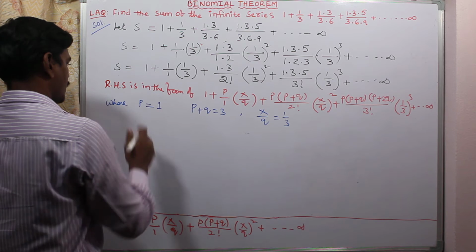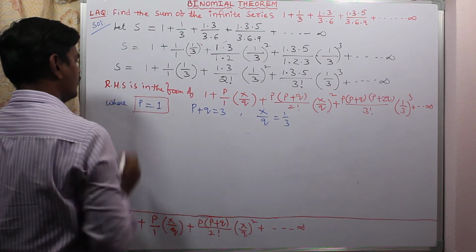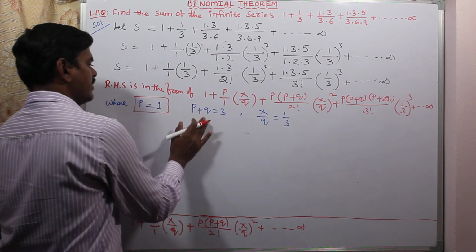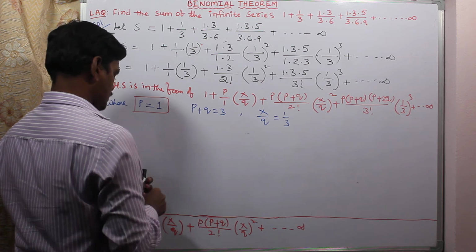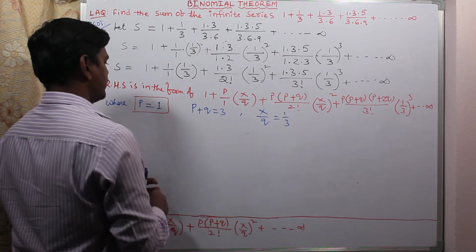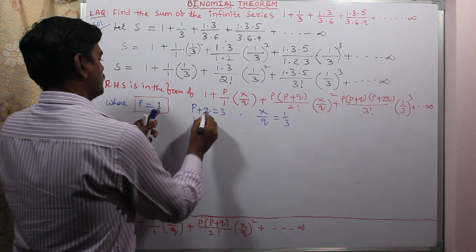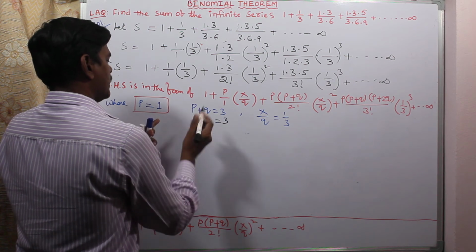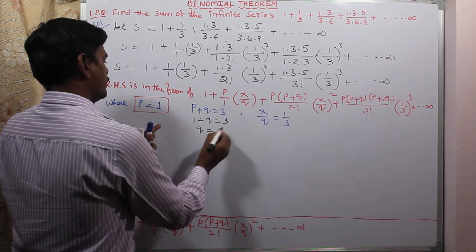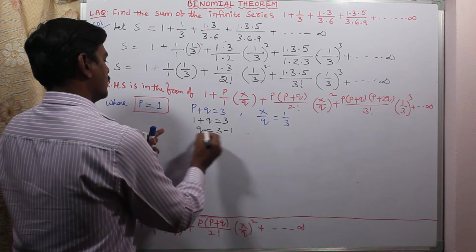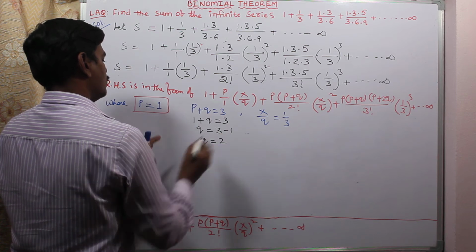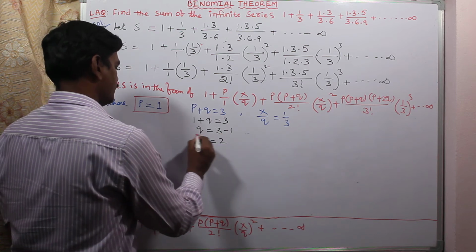Now we got p value, p value 1. Now by substituting p value we can find q. Q is the chain link process. By substituting p value, 1 plus q is equals to 3. Q value, we are going to get 3 minus 1. So q is equals to 2. So I got q value.